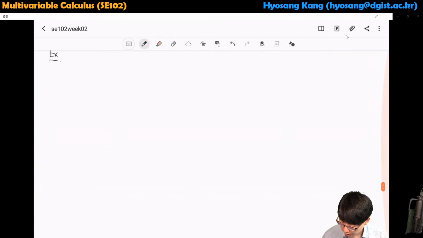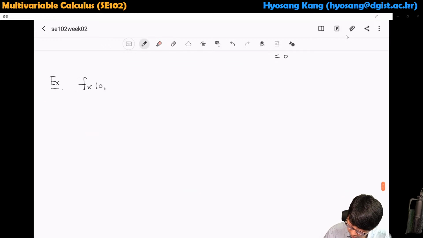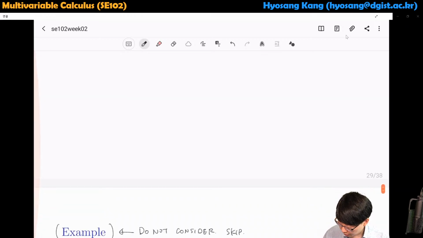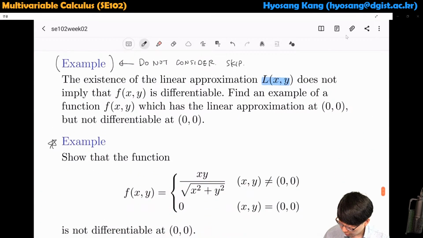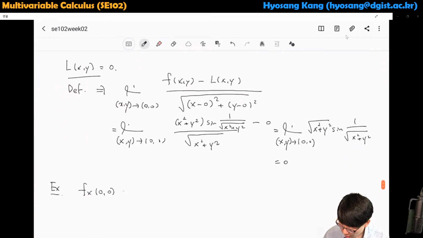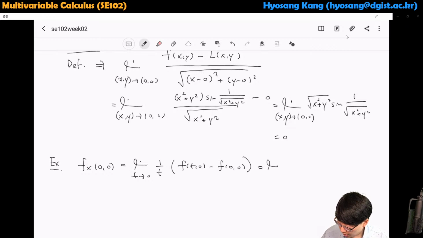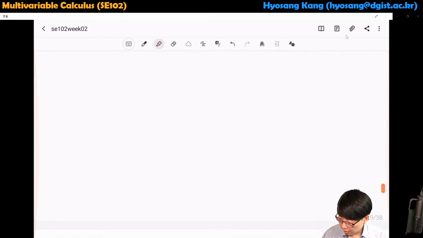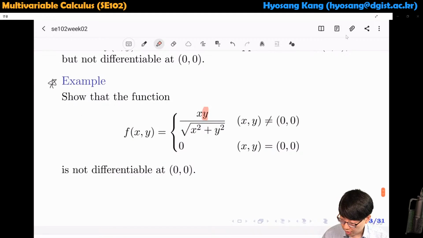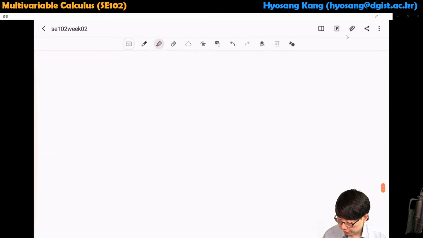All right, so let's compute the linear approximation first. What is f_x at (0,0)? By definition, we are talking about the limit as t goes to 0 of 1 over t times (f(t,0) minus f(0,0)). So when I plug in y equals 0, you see there is a y right here, so everything goes to 0.